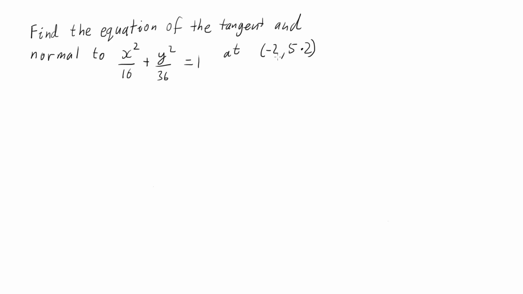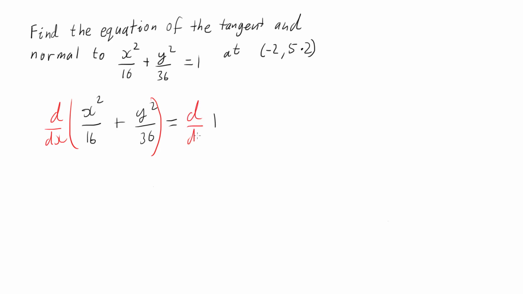So the first thing we need is the gradient, and that means we need to find the derivative of this equation here. So we start off with x squared on 16 plus y squared on 36 equals 1, and we need to find its derivative. To do that, we're going to do implicit differentiation, so we differentiate both sides. I'm going to find d/dx of the left-hand side and d/dx of the right-hand side.